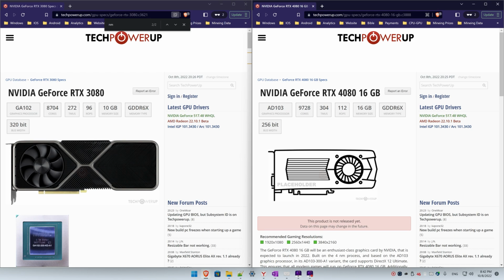One of them is the core, the CUDA cores. There's a big increase in CUDA cores. We have 9728 on the 4080, we have 8704 on the 3080. I threw that in a calculator, and it's a 10% increase in CUDA cores, or a little bit around there, which is great.